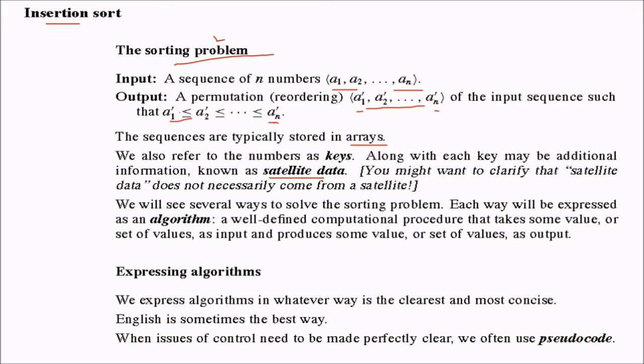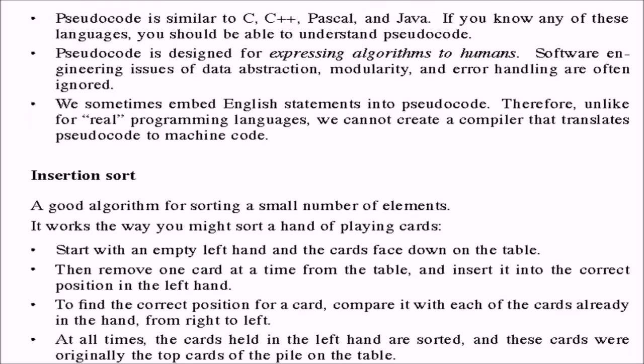And how do we express it in algorithms? We express an algorithm in the clearest and most concise form. Of course, we'll use English because it is understandable. And when we want to make the control clear, how the program control is changing, we will use pseudocode. This is the difference between algorithm and pseudocode. So what is pseudocode? It is similar to C, C++, Java, and the latest programming languages. If you are able to understand any one of these languages, you'll be able to understand the pseudocode. Pseudocode is designed to express algorithms in a way that is understandable by humans, meaning us.